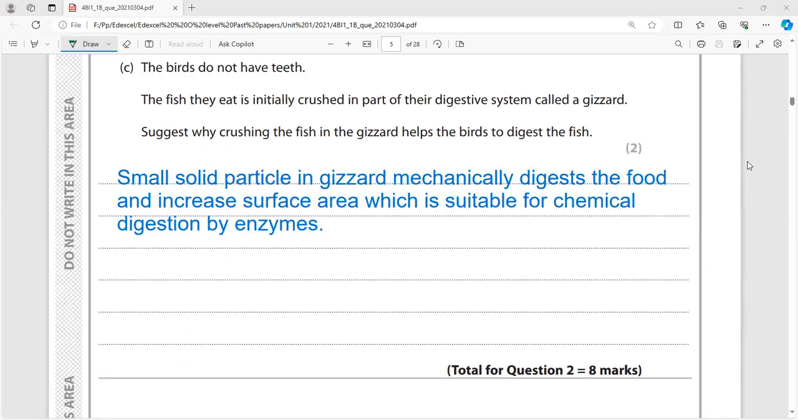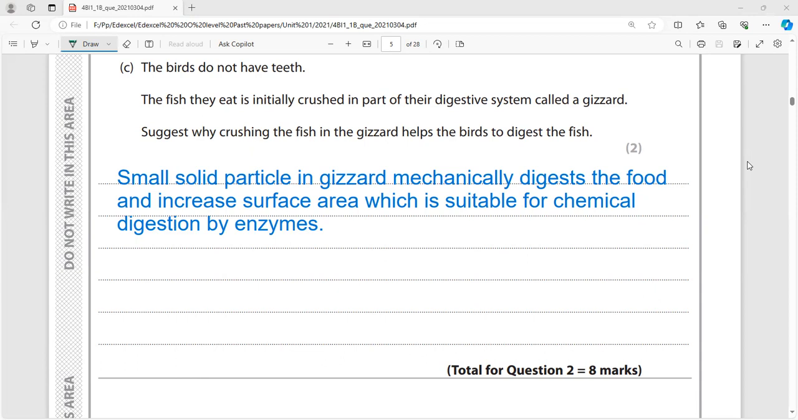The birds do not have teeth. The fish they eat is initially crushed in the part of their digestive system called the gizzard. Suggest why crushing the fish in the gizzard helps the bird to digest the fish. So here, this question is related to the digestive system and enzymes.